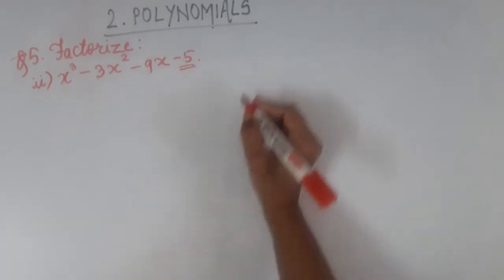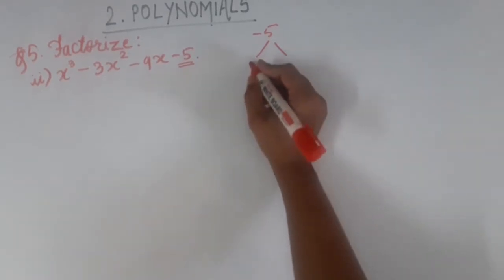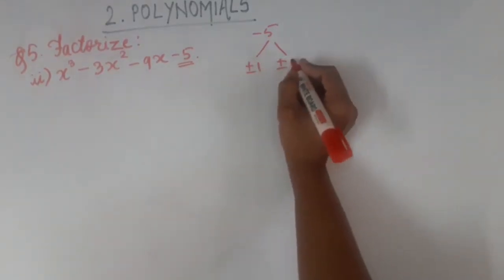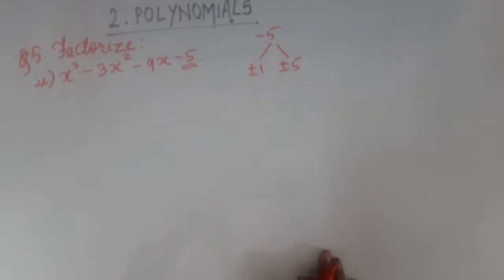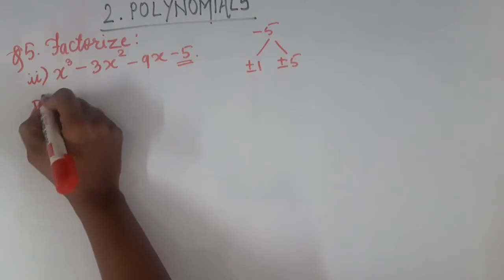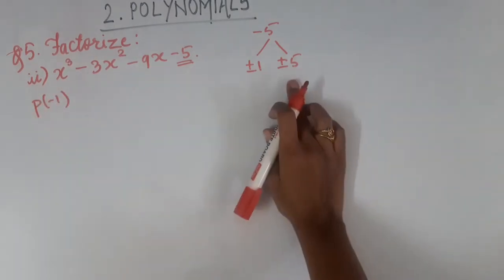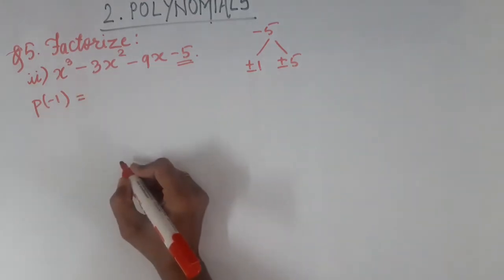See the constant term. Constant term is minus 5. Find all its possible factors. It will be plus minus 1 and plus minus 5, right? Now use the trial and error method to find the first factor, right? So let us first find p of minus 1. Okay, you can find minus 5 also, plus 5 also, no problem. But always go in ascending order, it is easier. So p of minus 1.